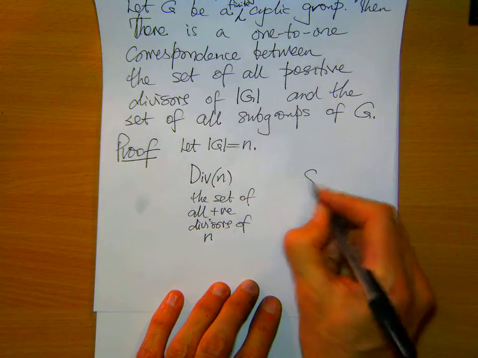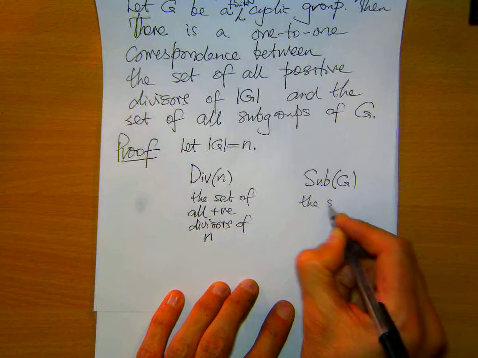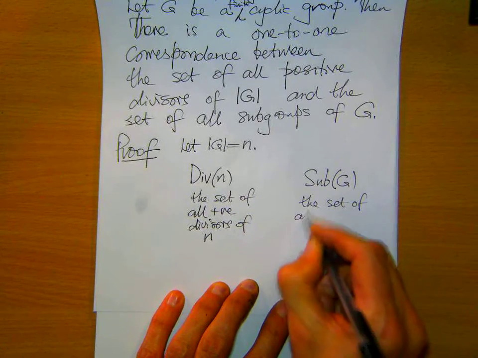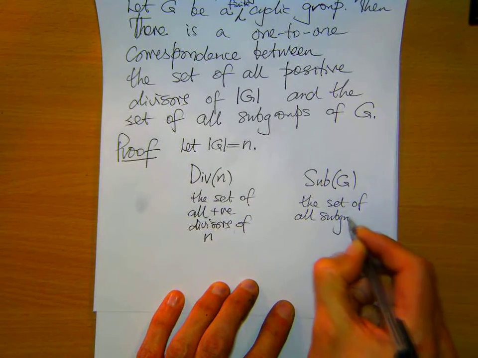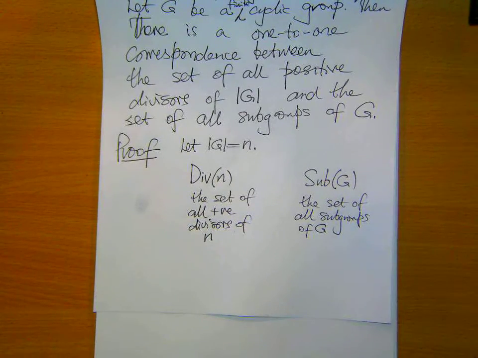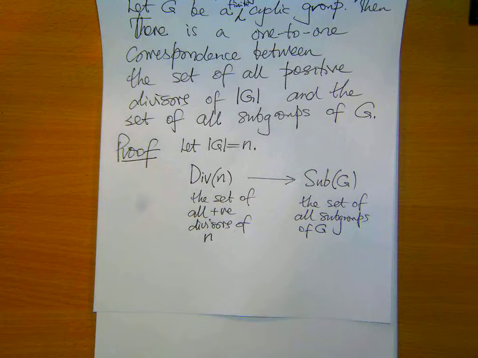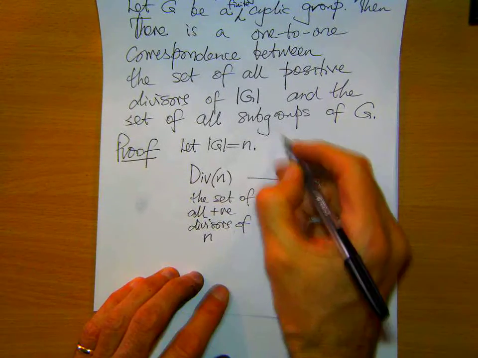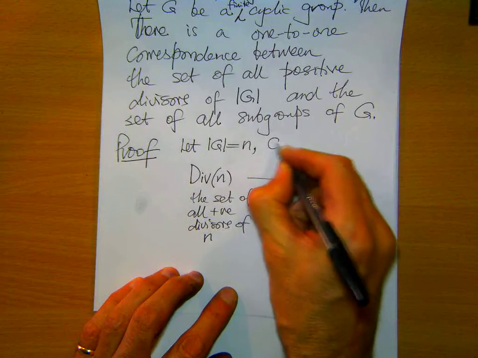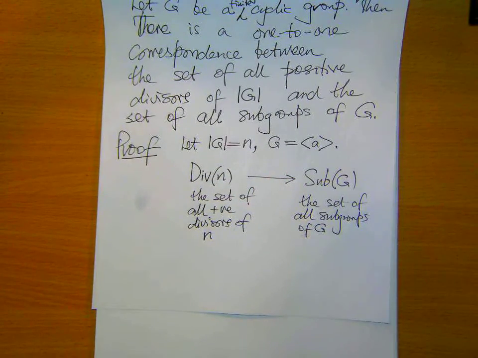And then we've got the set of all subgroups of G. So this looks a bit formal. And remember that we know that every subgroup of G is cyclic. And I'm going to define a bijection from this set to the other set. So let's have a generator for G. Suppose G is generated by a.